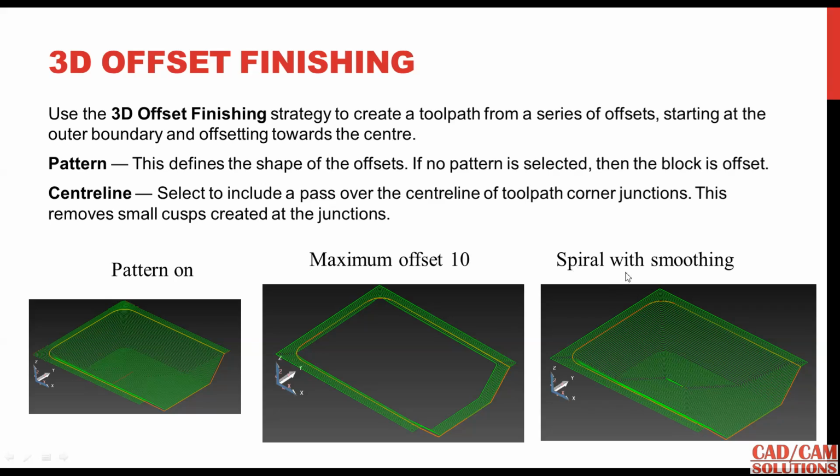And see, this is the spiral with smoothing. If you enable smoothing, the corners will come out smooth. See here it is corners and spiral way. It will start from outer to inside, creating a spiral way. So let's see this 3D offset finishing, it is important.